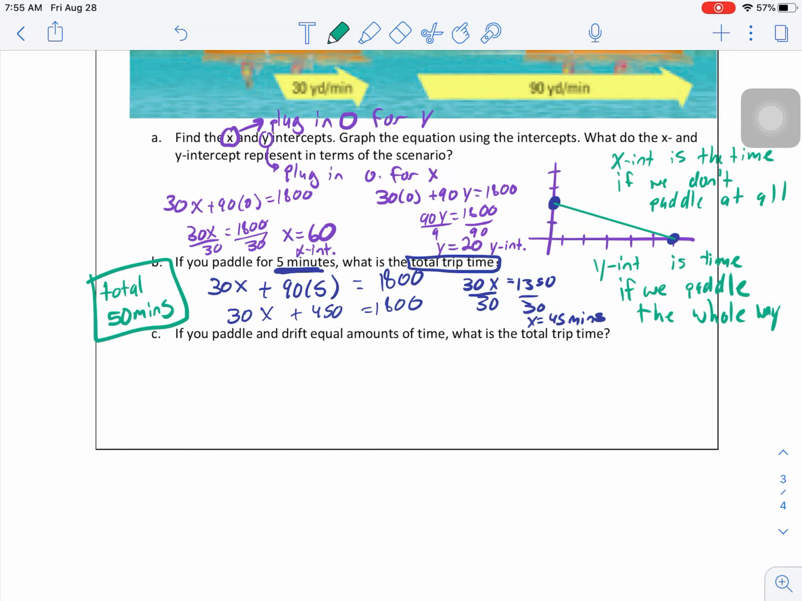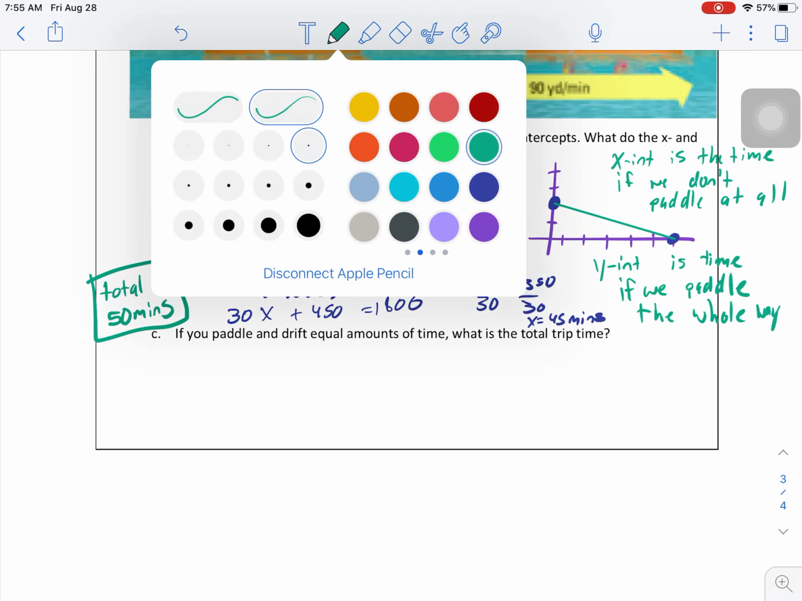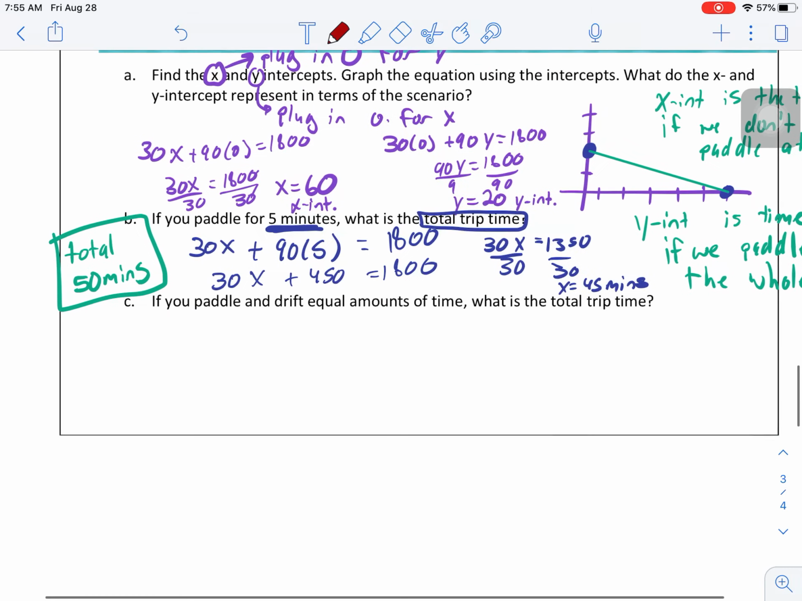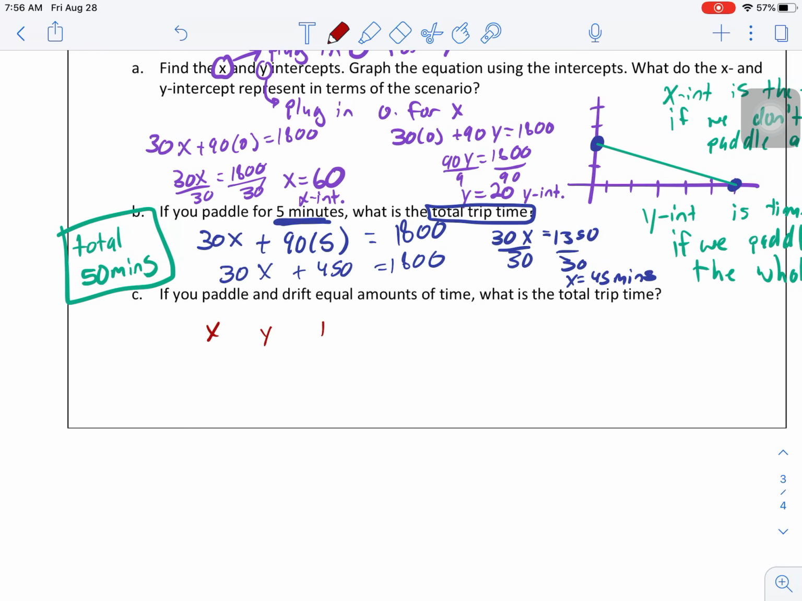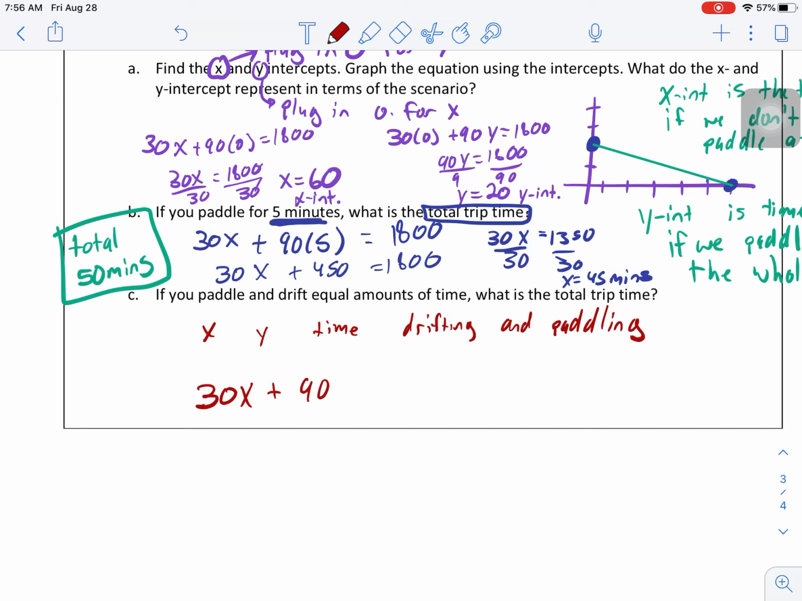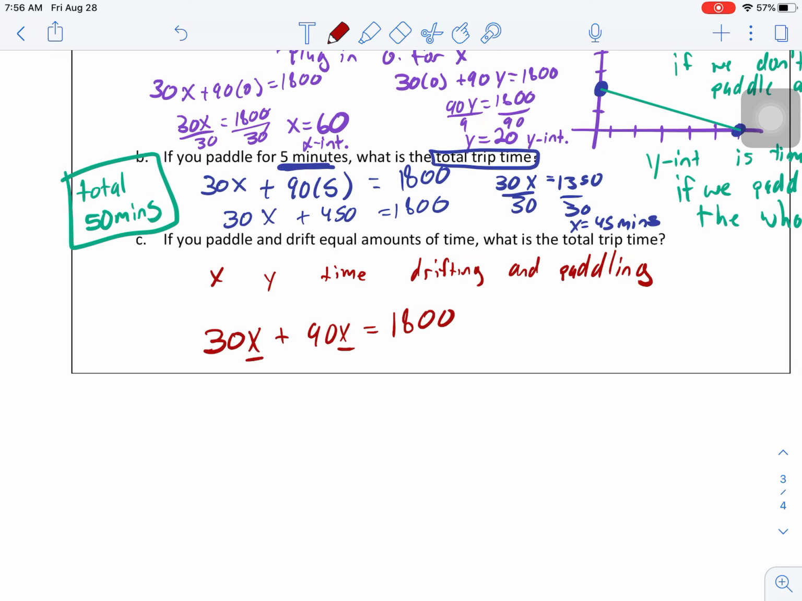So if you paddle and drift equal amounts of time, what is the total trip time? So this question is a little bit more challenging, okay? But if we paddle and drift the same exact amount of time, what does that tell us about our variable? Well, if x and y talk about time drifting and paddling, if it's the exact same, then we can just use the same variable twice in a row. So we can say 30x plus 90x is equal to 1800. Because the times are the same, we just use the same variable because that number is going to be the same in our final answer.